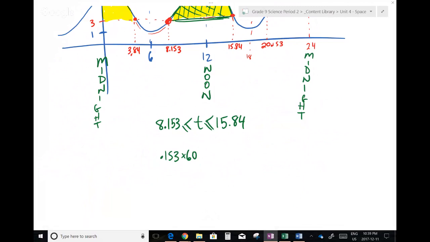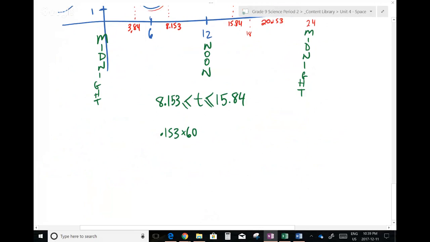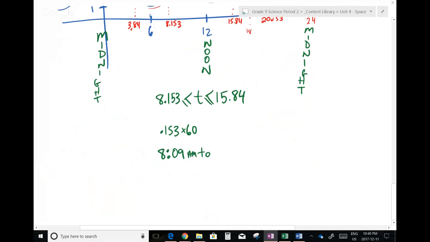0.153 times 60 is 9. So this could be from 8:09 in the morning to, and then that'd be AM, and then 1500 hours is 3 p.m. And we can figure out what 0.84 times 60 is, and that would be 50.